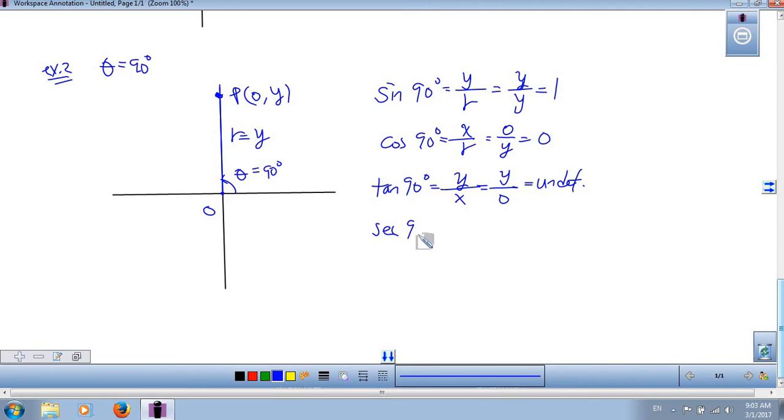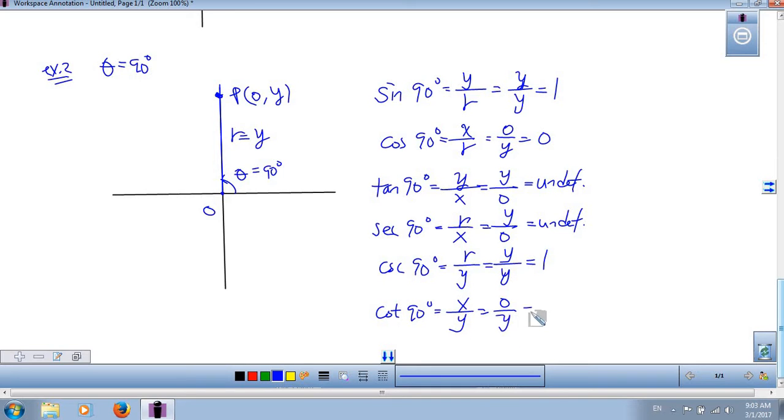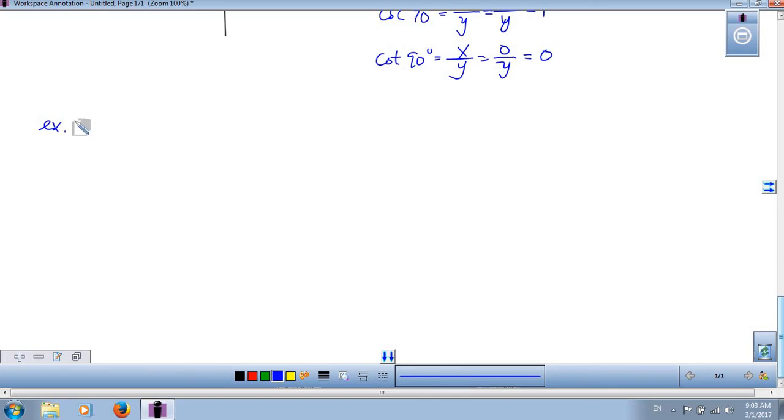What about secant of 90 degrees? Secant is r over x, and r is just y, but x is equal to 0, so it's also undefined. Cosecant of 90 degrees is r over y, so y over y, which is 1. And cotangent of 90 degrees is x over y, and x happens to be 0, so the whole thing is equal to 0. So now we are able to find the values for 90 degrees and even more. Now let me give you one more example.